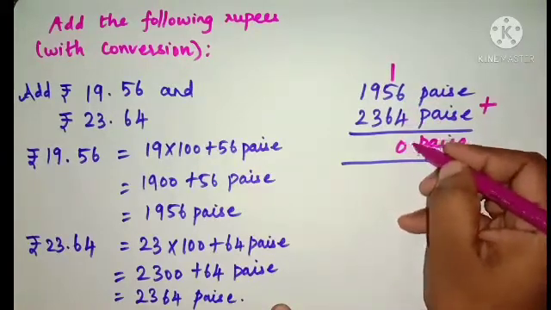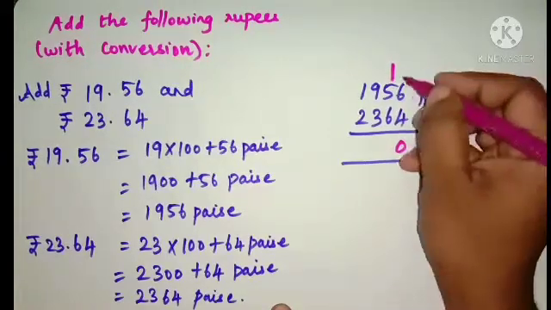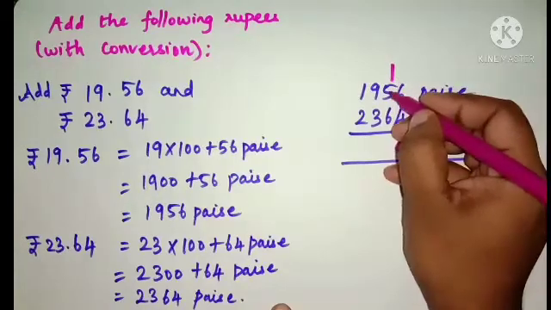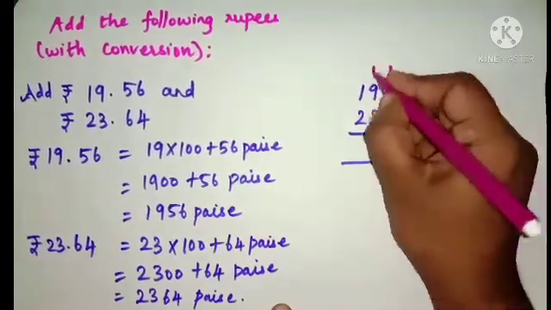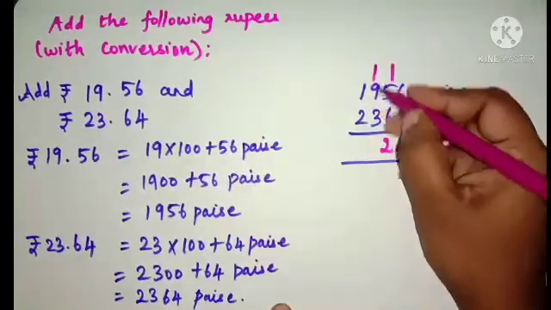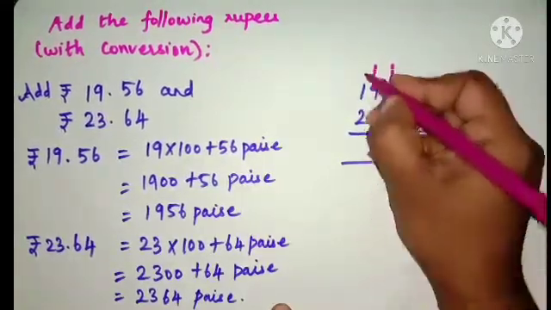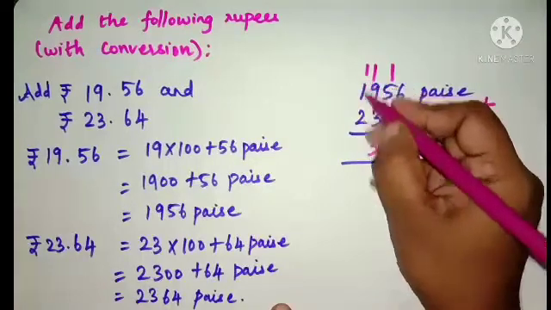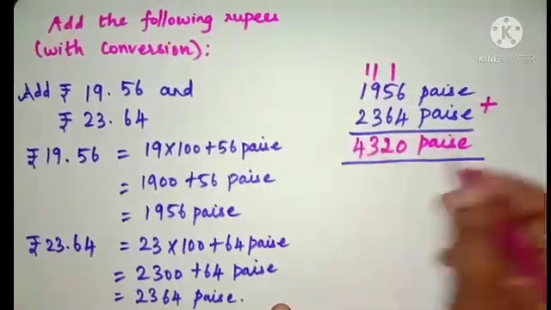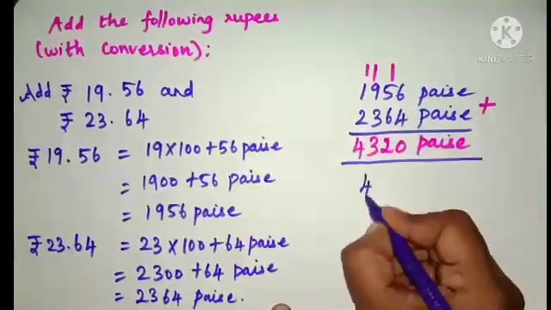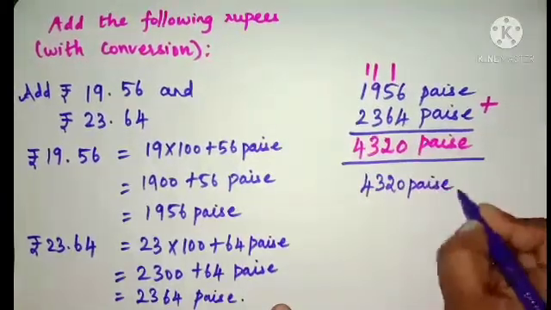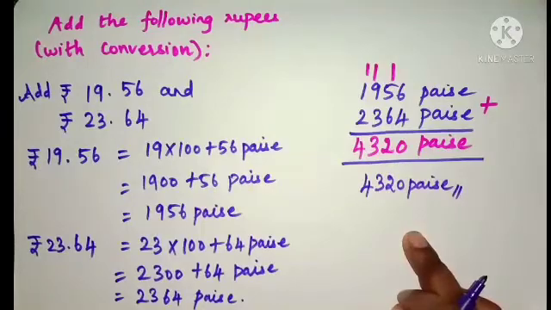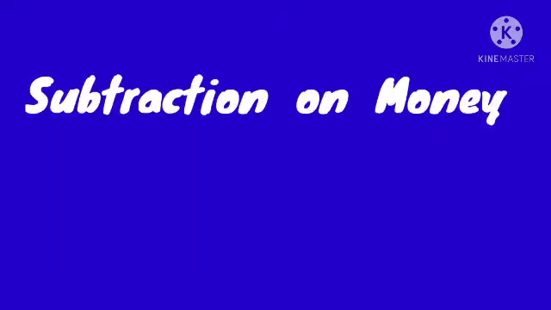6 plus 4 is 10. Put 0 and 1 here. 1 plus 5 is 6. 6 plus 6 is 12. 9 plus 1, 10. 10 plus 3 is 13. 1 plus 1, 2. 2 plus 2 is 4. Therefore, 4320 pice is the required value.